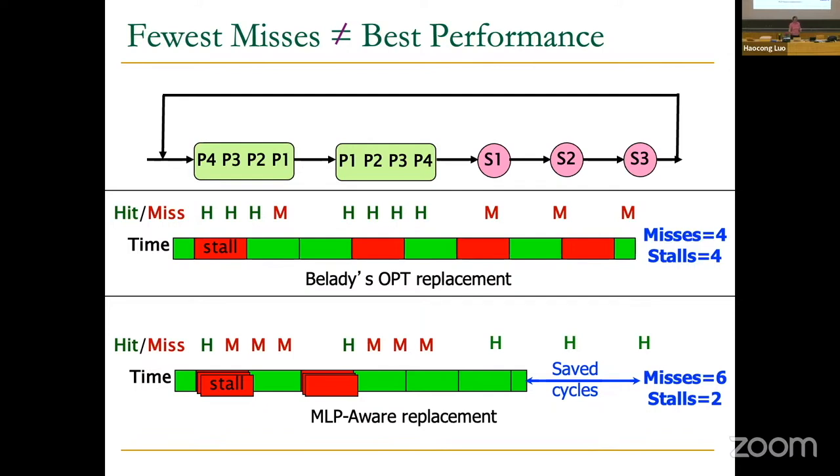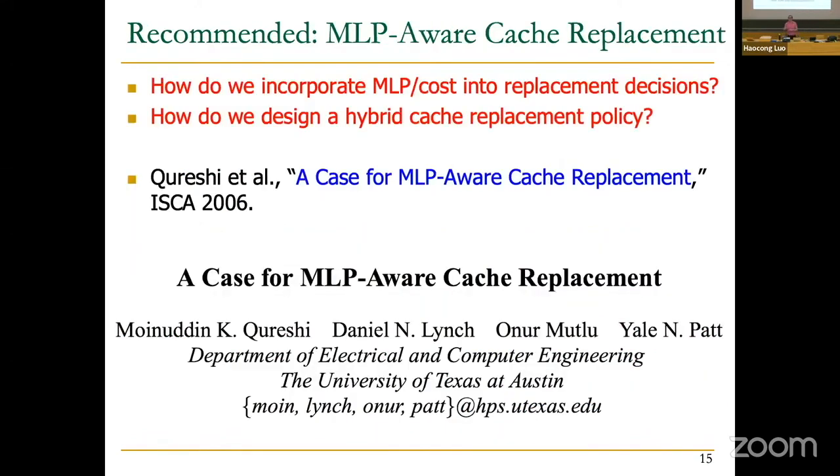Now the question is actually, how do you take this into account? How do you actually make it work? That's for a further course, if you're interested in this, and there's a lot of interesting things that can be done in this area. This paper shows this example also, and you can take a look at it. Basically, how do you incorporate this cost into replacement decisions? How do you design a hybrid cache replacement policy?